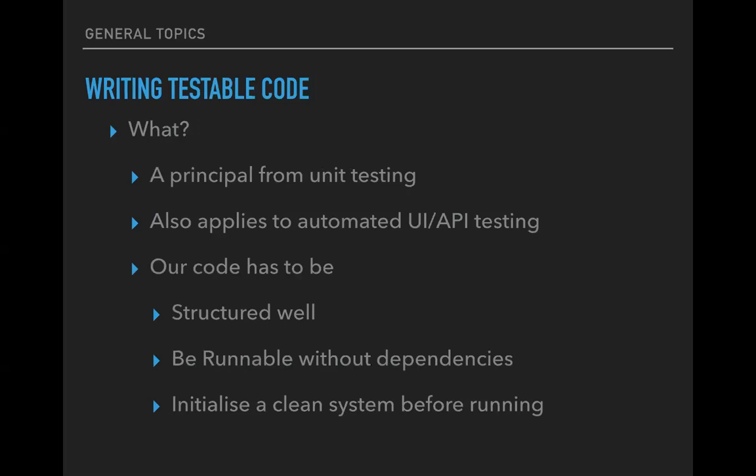Now, another principle I really like from developing is writing testable code. What I mean by that is, for me, it's a principle from unit testing. It applies to your API, it applies to your UI testing. Every test that is written, in my opinion, has to be a bit testable as well, because your code has to be well structured, your code has to be runnable without dependencies, and you have to initialize a clean system before running. I'm going to go into all three of those topics a little bit as well.